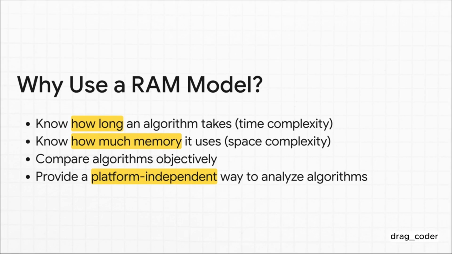The RAM model creates a level playing field. It lets us measure an algorithm's fundamental efficiency, its time complexity, or how many steps it takes, and its space complexity, how much memory it needs, in a way that's totally universal and hardware independent.